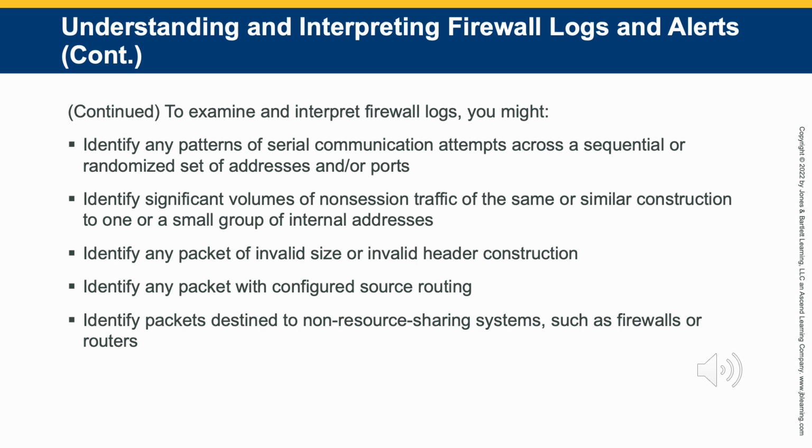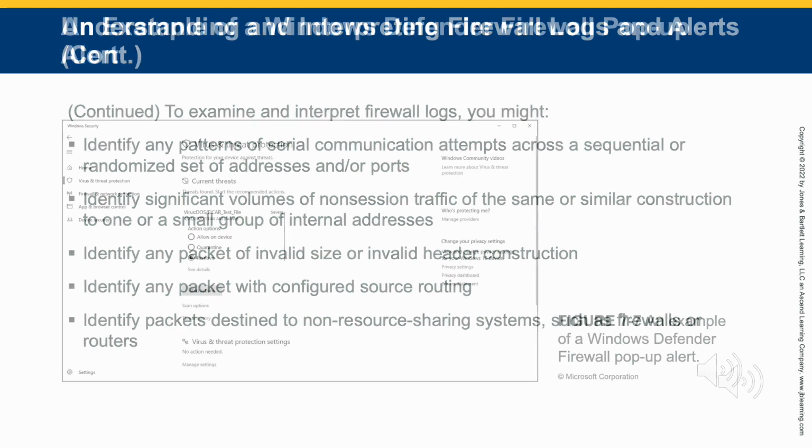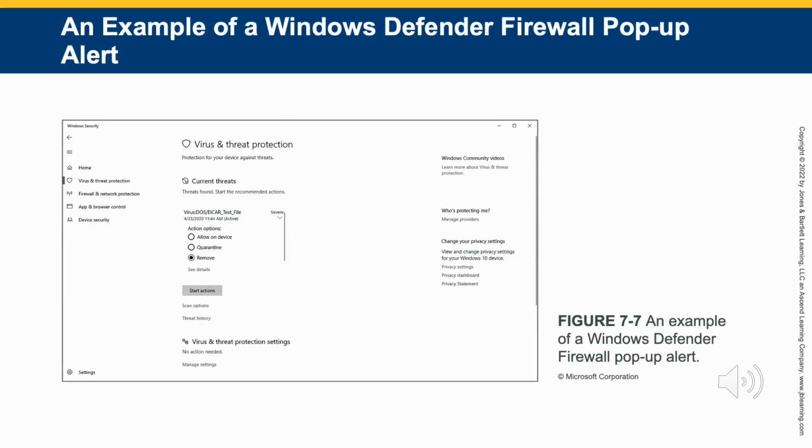Identify any packet of invalid size or invalid header construction. Identify any packet with configured source routing, and identify packets destined to non-resource sharing systems such as firewalls or routers. This is an example of a Windows Defender firewall pop-up alert that you might get if you're using Windows Defender as a firewall.